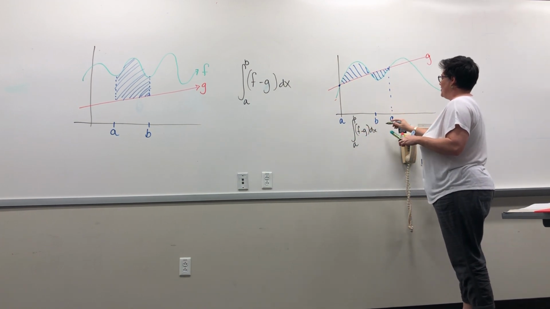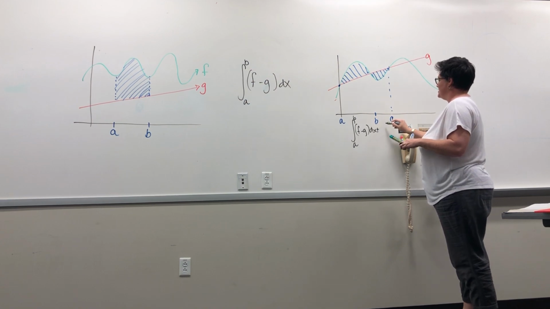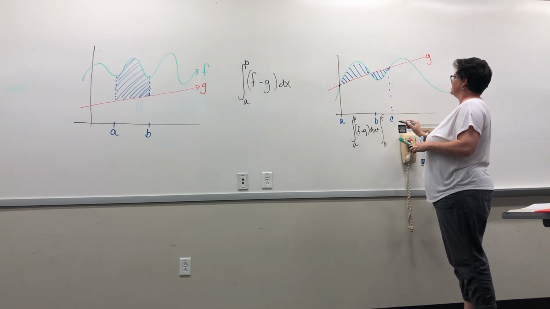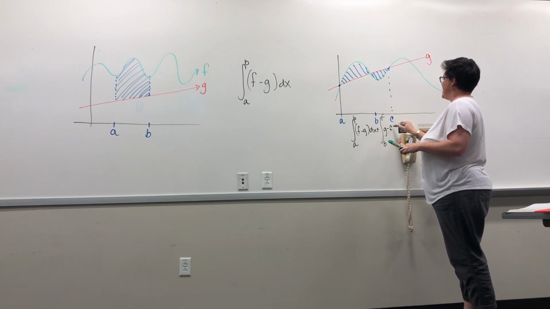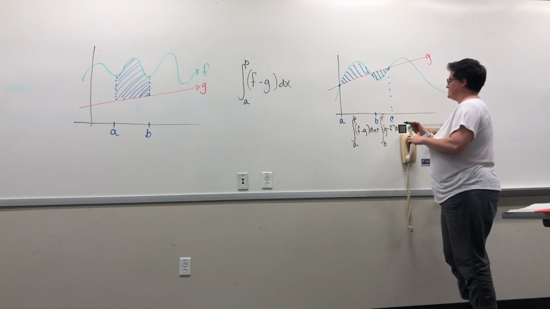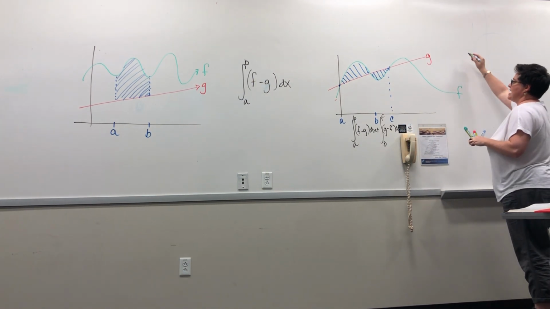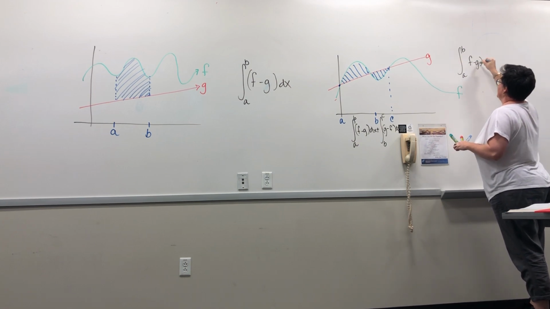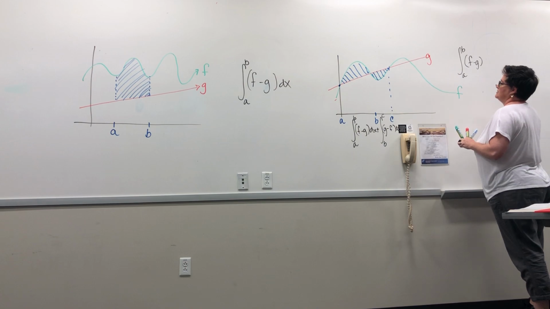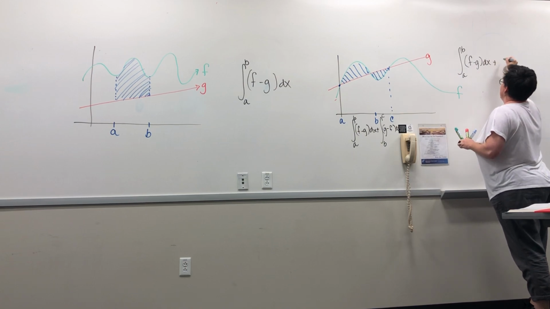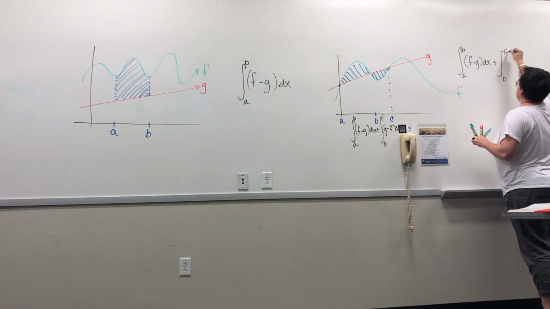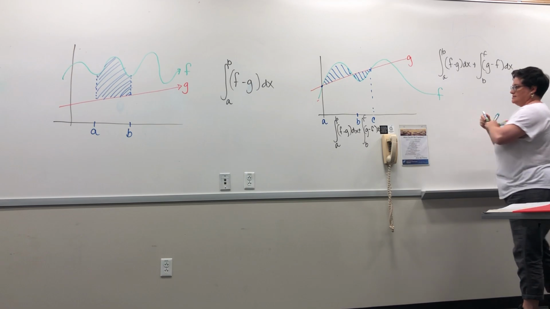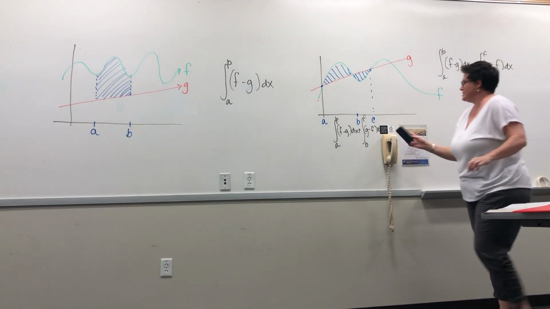And then on this interval, you're going to add them together. I know this is really tight, guys, but bear with me. From B to C, who's on top? G. So it'll be g minus f over that region with respect to x. So from A to B, it's f minus g, because f's on top in that region. And then we add the second region from B to C. Well, g's on top now, so it's g minus f with respect to x.